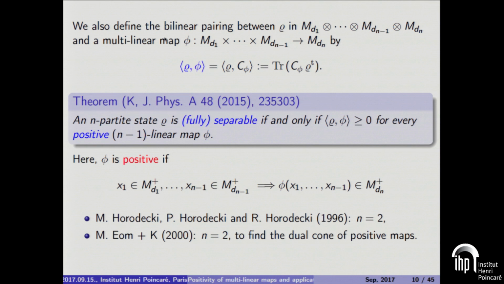So actually it is very easy to see that phi is positive in this sense if and only if the bilinear pairing is non-negative for every separable state. Then we can use the Hahn-Banach type separation theorem to get this statement. Actually, if n is equal to 2, then this theorem is already known, the Horodecki fundamental criterion for separability. And I myself also got the same result. But my motivation was to find the dual object of the various kinds of positive linear maps, like positivity and two-positivity and three-positivity and so on.